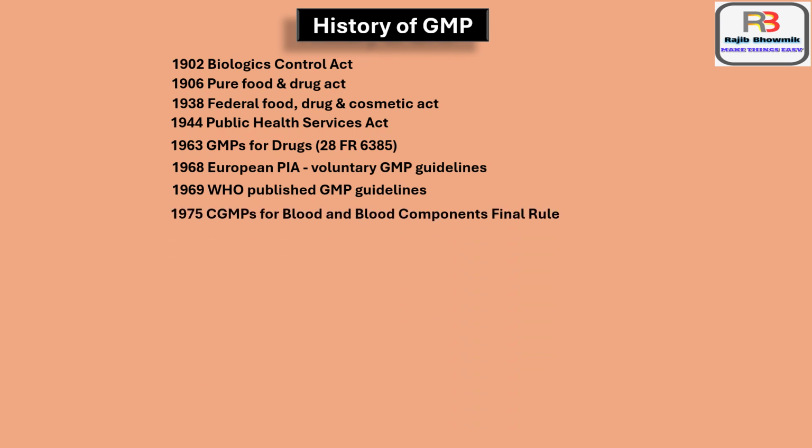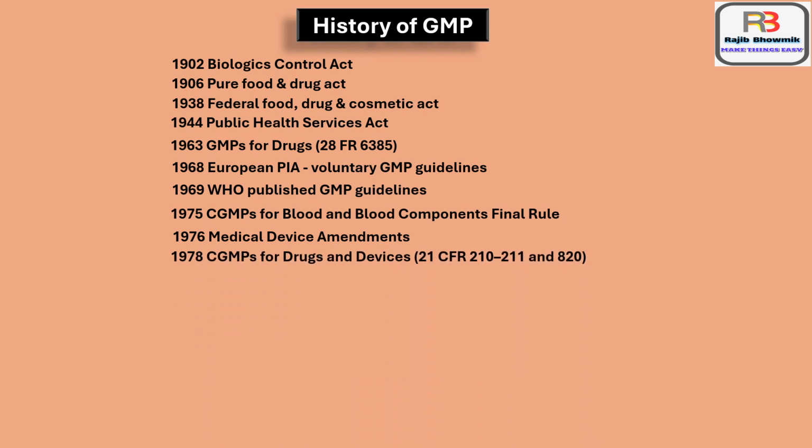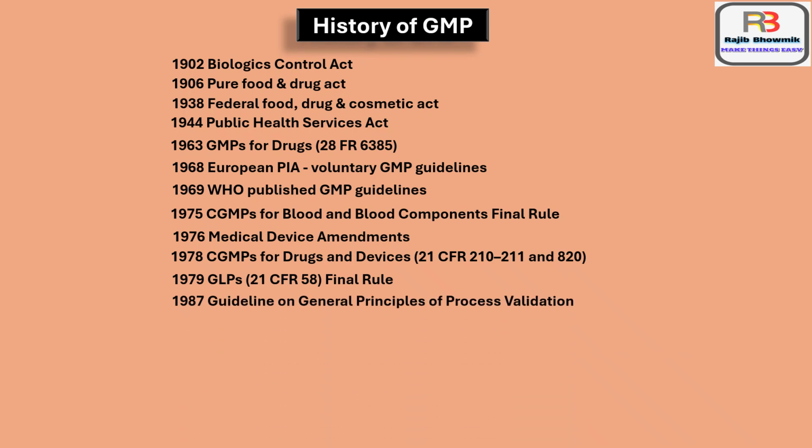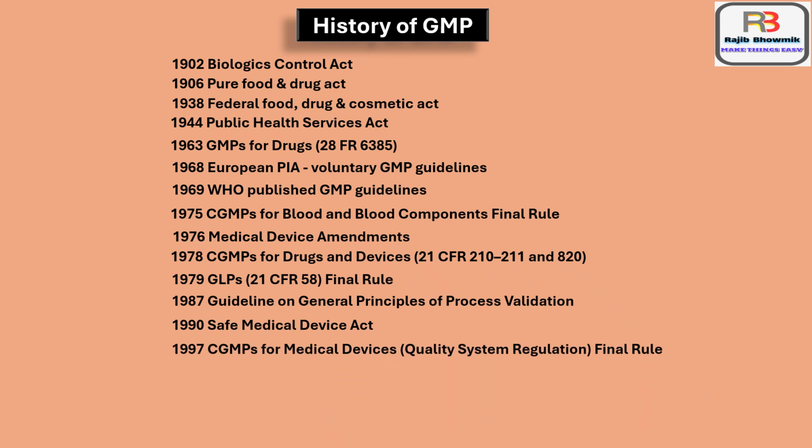1975 CGMPs for blood and blood components final rule. 1976 Medical Device Amendments. 1978 CGMPs for drug and devices 21 CFR 210-211 and 820. 1979 GLPs 21 CFR 58 final rule. 1987 Guideline on General Principles of Process Validation. 1990 Safe Medical Device Act. 1997 CGMPs for Medical Devices Quality System Regulation Final Rule. 2001 ICH Q7A API Guidance. 2017 Commission Directive EU 2017/1572.